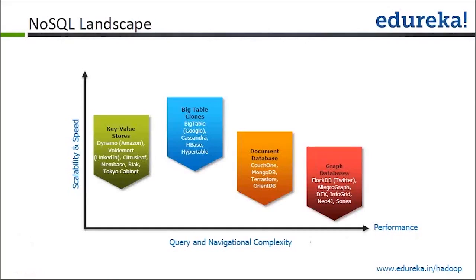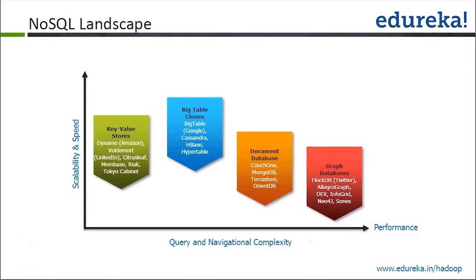Cassandra was developed at Facebook, and one of the authors who developed this was also part of the Amazon DynamoDB project. So you will find that Cassandra is a combination of both the Amazon DynamoDB and the Bigtable concepts. Right, so that's there.